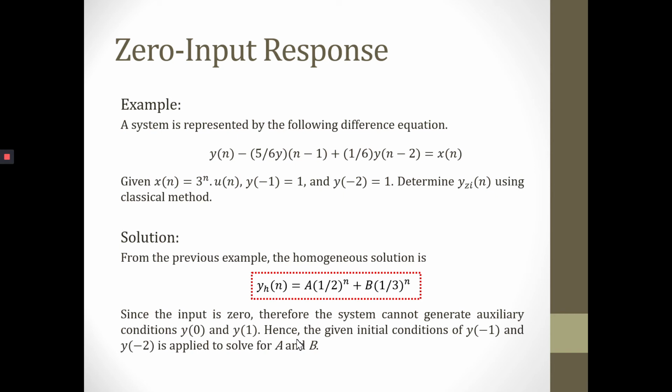For zero input response, we need to assume that the input is 0. Therefore, the system cannot generate auxiliary conditions y[0] and y[1]. But the given initial conditions in the question, y[-1] equal to 1 and y[-2] equal to 1, we can use to solve for unknown a and b in the zero input solution.